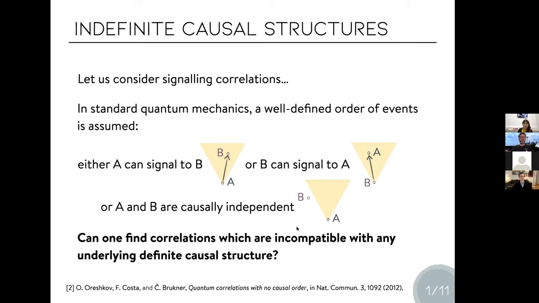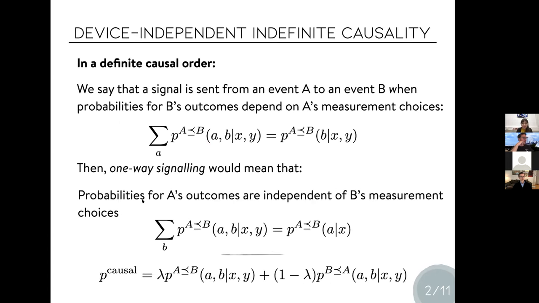Now, because I was told that there will be both students, but also postdocs, professors, I tried to present each topic with different levels of detail. And so I'm now going to explain basically the same thing with a little bit more formality. So basically the idea is that we say that a signal can be sent from an event A to an event B when the probabilities for B's outcome depend on A's measurement. So something like that. When I sum over all possible outcomes A of the event A of this joint probability P of AB given XY, where B are the outcomes of the event B, X are the measurement choices of A, and Y are the measurement choices of B, I will have something of this form when there is a signaling from the event A to the event B.